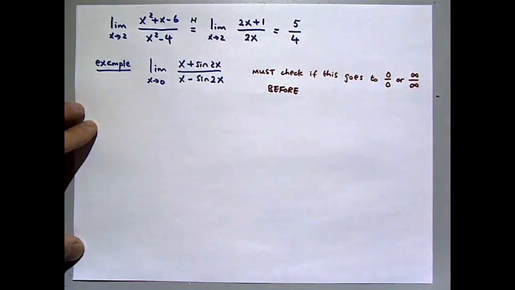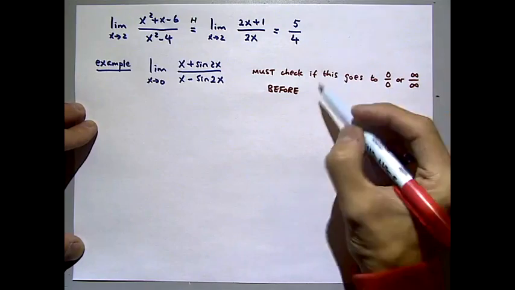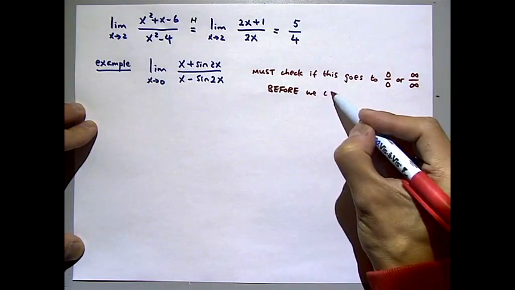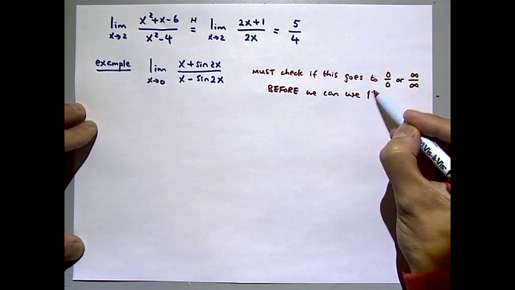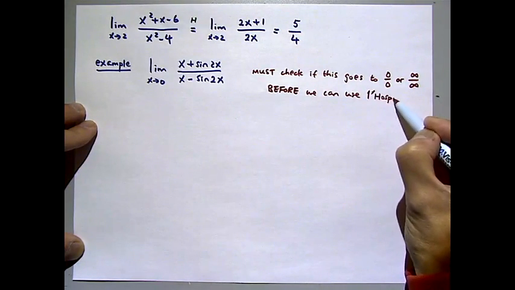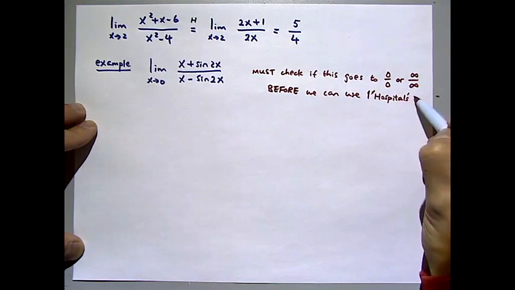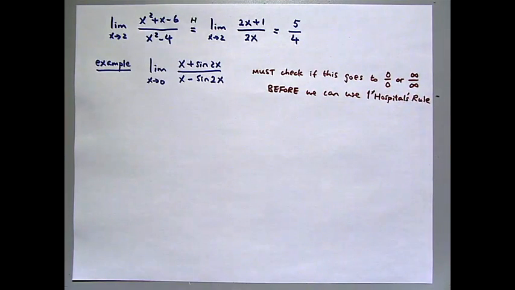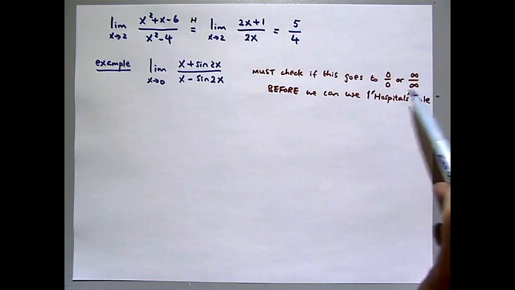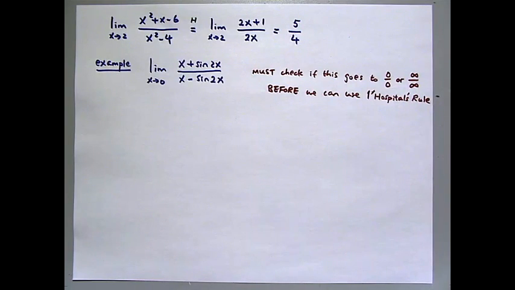So we must check if this goes to one of these two things before we can use L'Hopital's rule. L apostrophe, the word hospital. Okay? If it doesn't, then we are not allowed to use L'Hopital's rule. If you don't see one of these two, do not apply the rule. You will get the wrong answer.